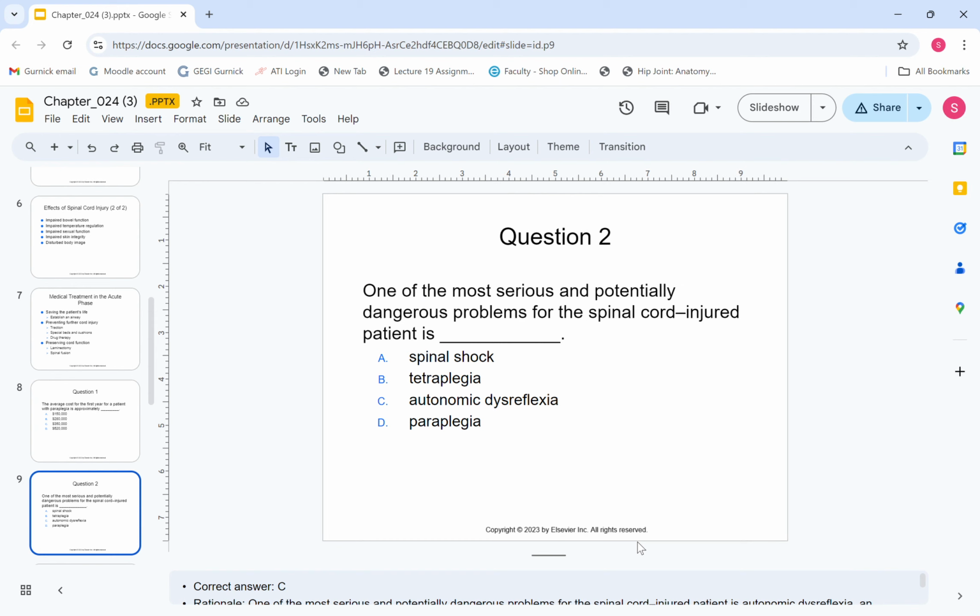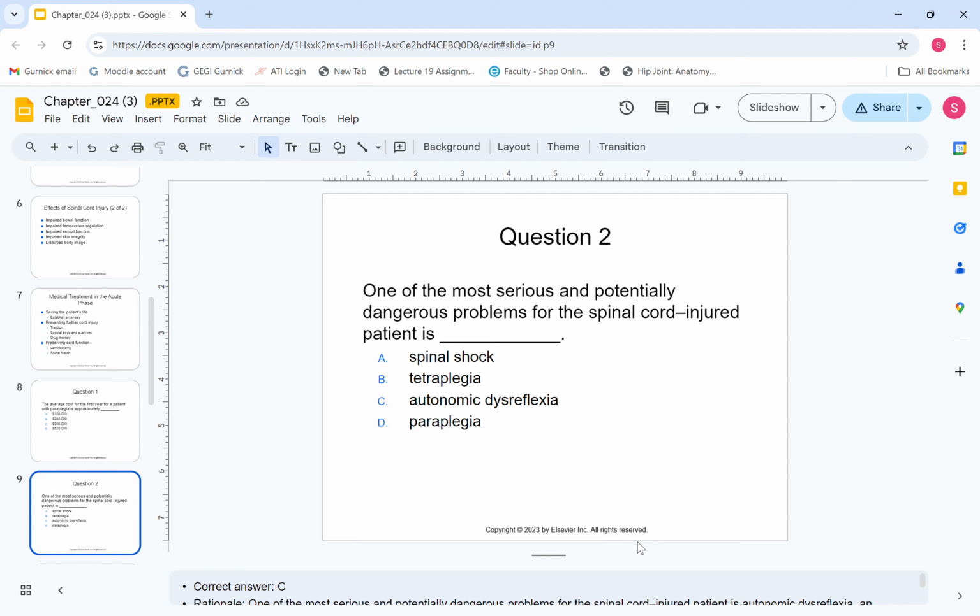Okay, question 2. One of the most serious and potentially dangerous problems for the spinal cord injury patient is. All right, all of those are possibilities, okay, but which one is most dangerous, you guys? And it would be the autonomic dysreflexia. The reason for that is because with autonomic dysreflexia, you could get dangerously high blood pressure, and you can get dangerously high tachycardia. All right, and those could lead to things like strokes and heart attacks.